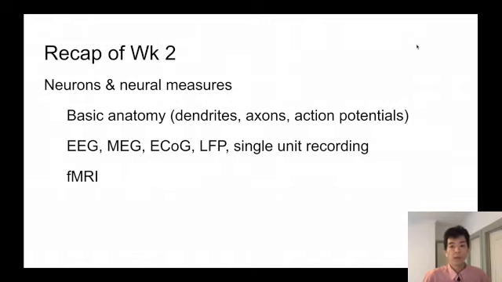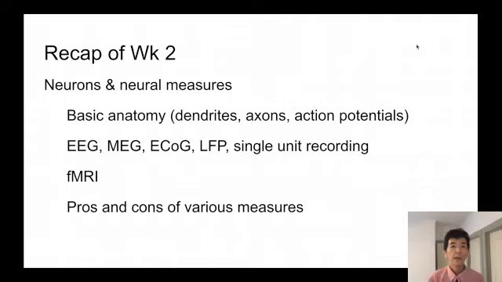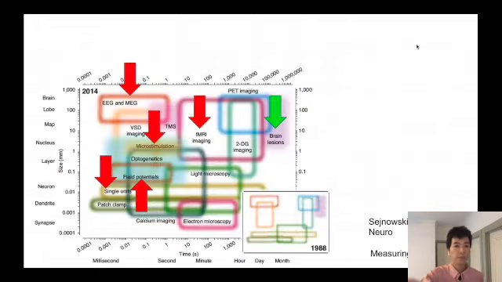So it's widely used right now in neuroscience, and it has also given rise to a surge of the neuroscience of consciousness since the 1990s. And then at the end, I gave an overview of the pros and cons of the various measures. And here is the recap of the final image.